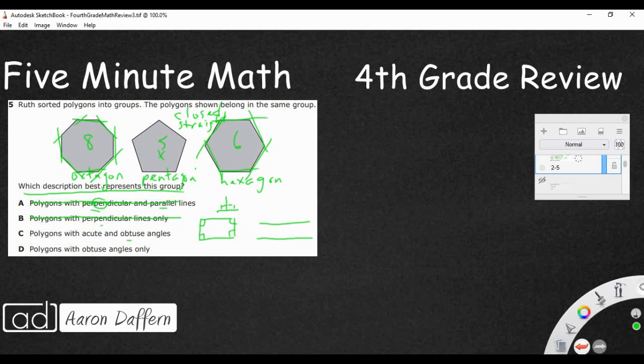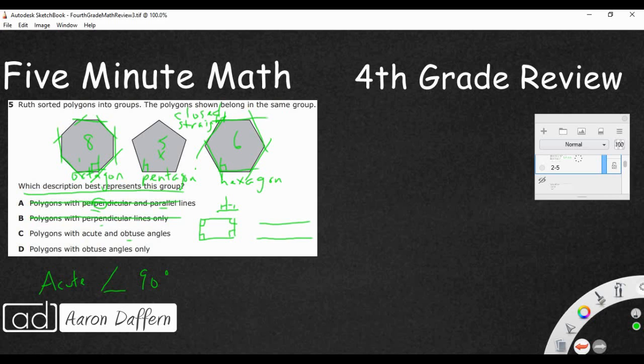Polygons with acute and obtuse angles. Remember, acute angles are less than 90 degrees. And here's the thing with these shapes. If I were to draw a 90-degree angle, like right here, so this is my 90-degree angle, then obviously this angle is obtuse because it's larger than that. If I were to draw a right angle right here on this pentagon, the angle is slightly larger. If I were to draw a right angle right here on this octagon, the angle there is slightly larger.